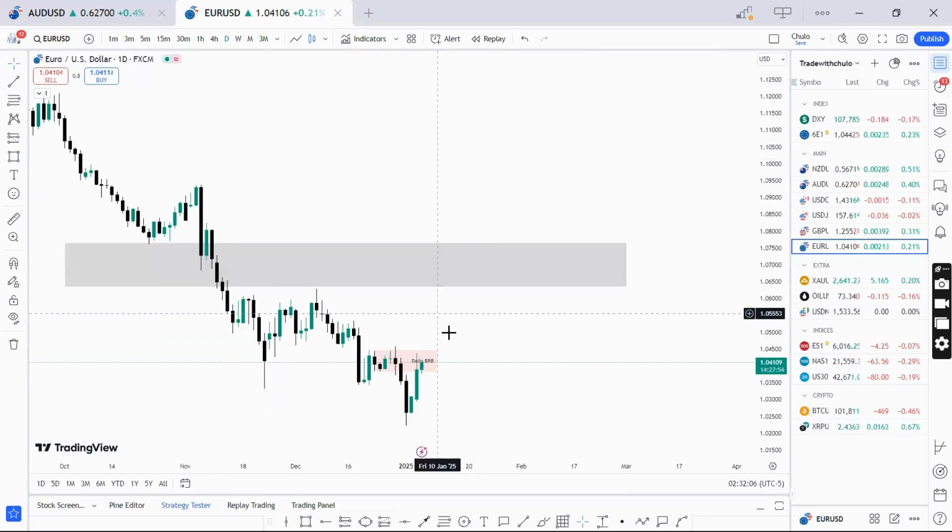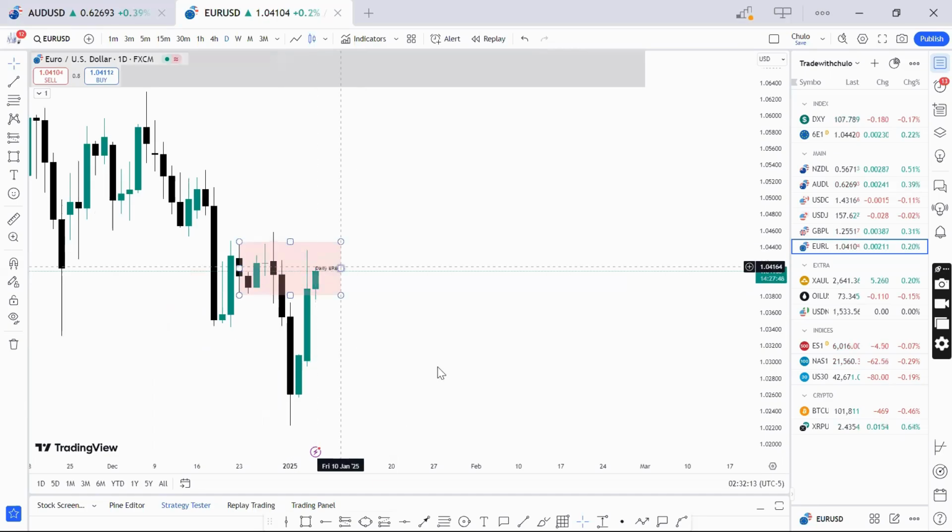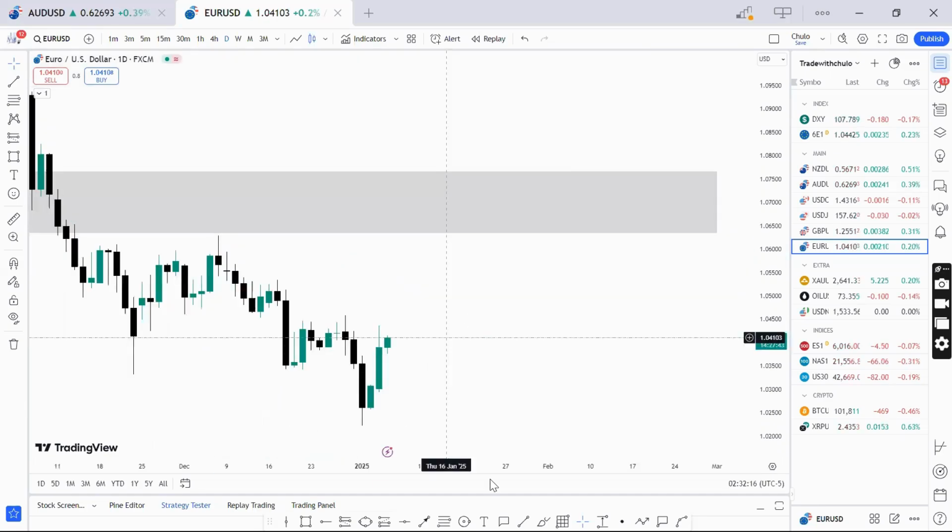Now this should be my draw on liquidity here. This is yesterday when I was expecting a sell on EU yesterday, but that didn't happen, so I have to delete this. Now, what I'm waiting for here is for price to break this high.